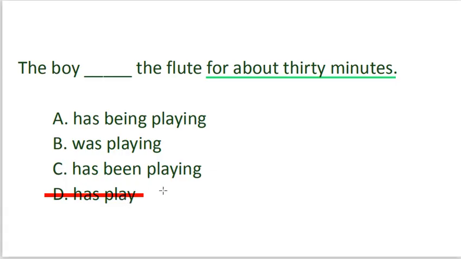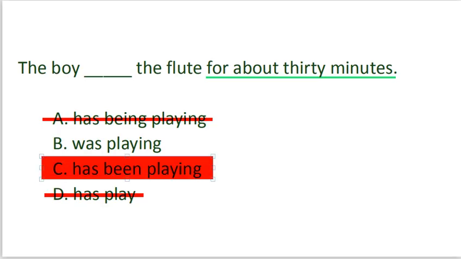Now, after striking option D out, let's look at the remaining options. Has been playing. This is not also correct. There is no verb phrase such as has been playing. So option A is wrong as well. Was playing is in the past continuous tense. It does not go for a kind of sentence in which a specific duration is mentioned. Our correct option is option C, has been playing. The boy has been playing the flute for about 30 minutes.